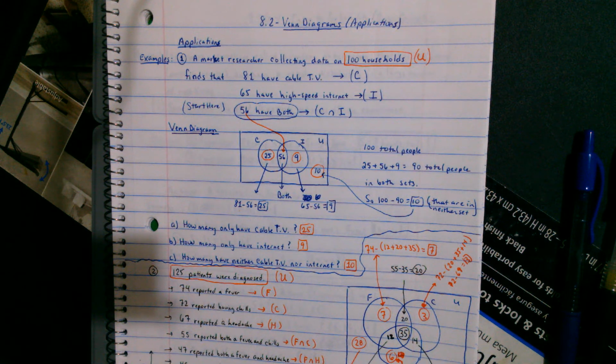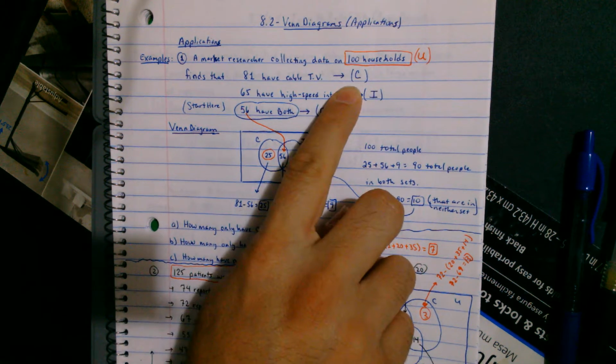So let's talk a little bit about 8.2. This is kind of a short section. It's not really a lot I'm going to have you do here, but I'm going to put some problems that require Venn diagrams. They're going to tell you something about some people that were surveyed, and they're going to typically have a couple of sets involved.